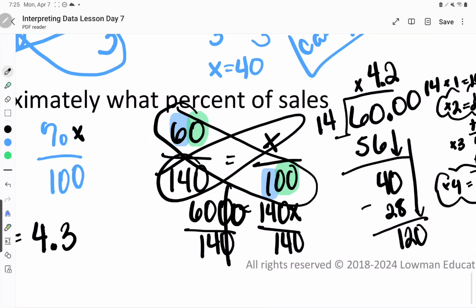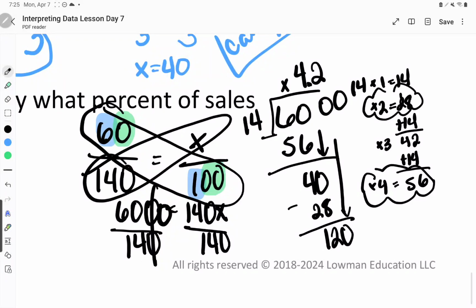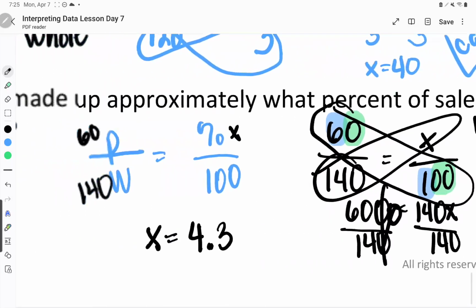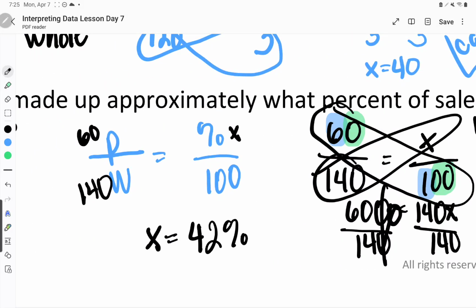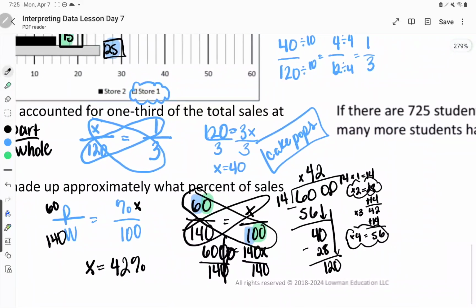I just realized this was supposed to be 6,000. So this is going to move over to here. It would be these 2 zeros that would cross off. And so that's going to be 42%. Sorry about the confusion. Okay. Because that decimal would go up there.